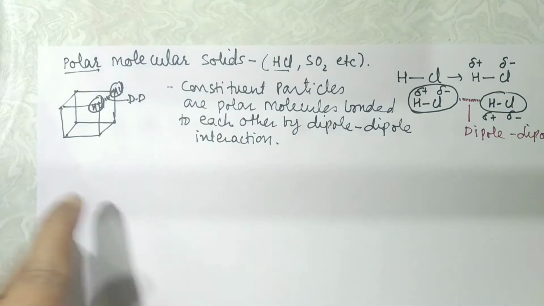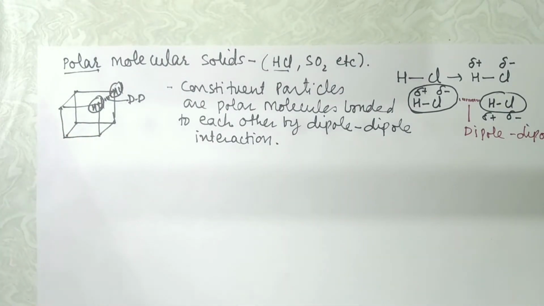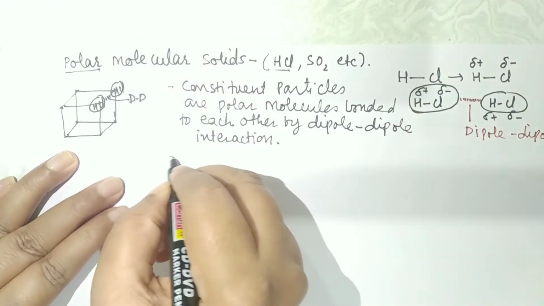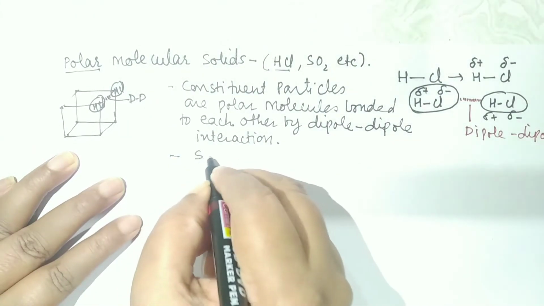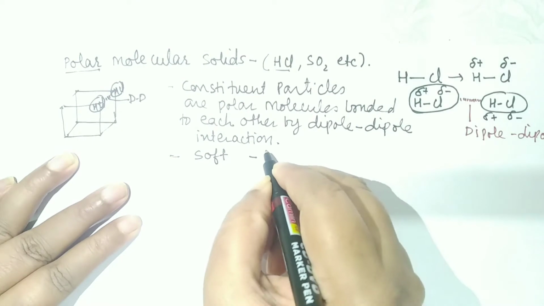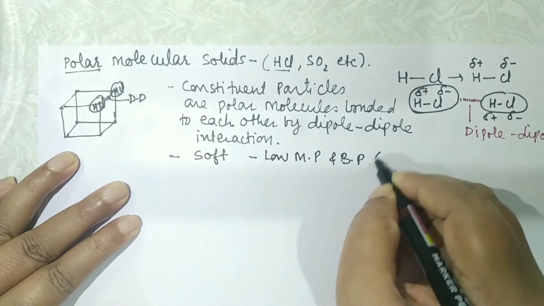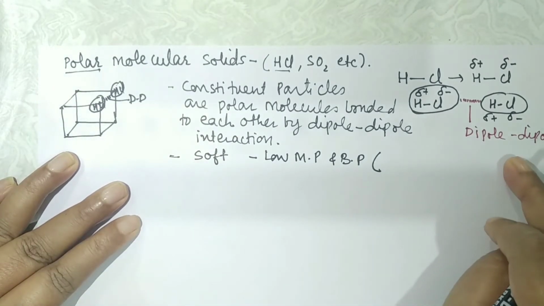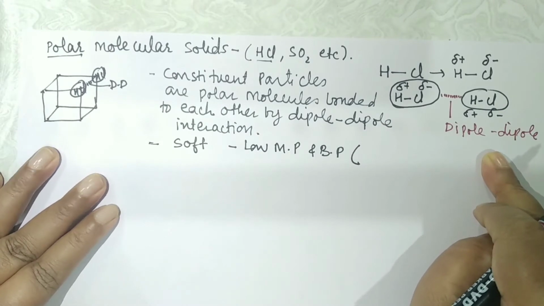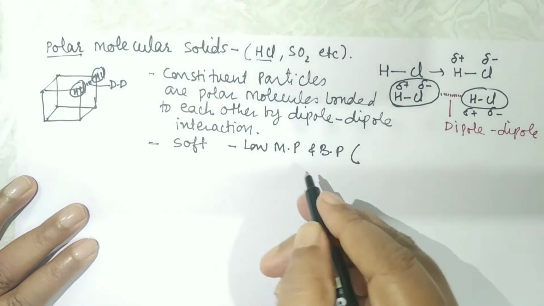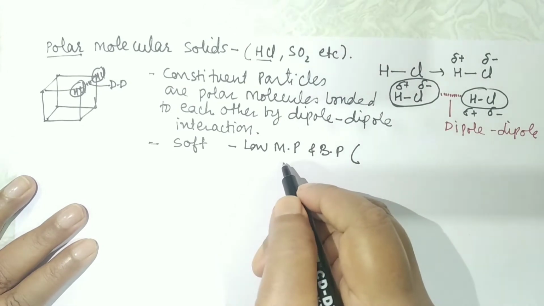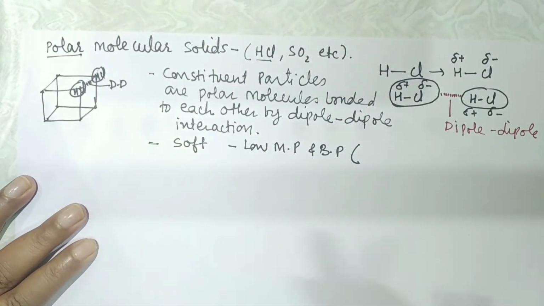Now what else can you say about the polar molecules? First I will see the strength of the bond. This is an intermolecular interaction and it is a weak interaction. So those crystals are also soft. Second, they have low melting and boiling points. But it is very, very important to note that dipole-dipole interactions are comparatively stronger as compared to van der Waals interaction, and therefore the melting point of polar molecular solids is comparatively higher as compared to that of the non-polar molecular solids. So this is very, very important.